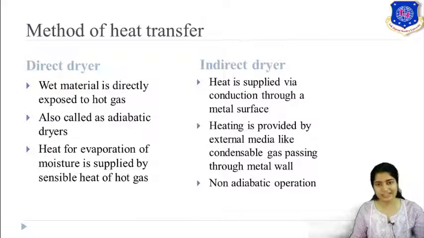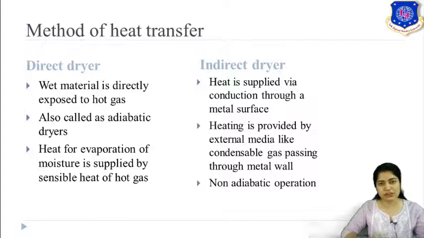The heat of evaporation for moisture is supplied by the sensible heat of the hot gas. Of course, a temperature difference would be there. Your liquid has to get converted into vapor, and that amount of heat would be supplied by what? Sensible heat, the temperature difference of the hot gas. That sensible heat is given to the water present in your wet solid.